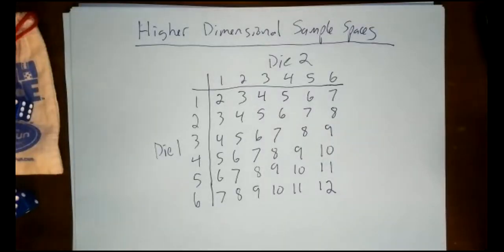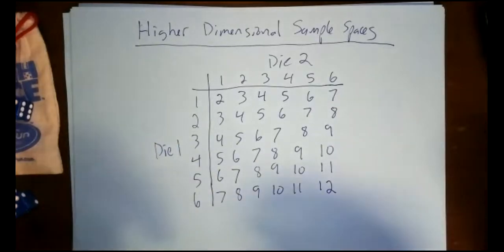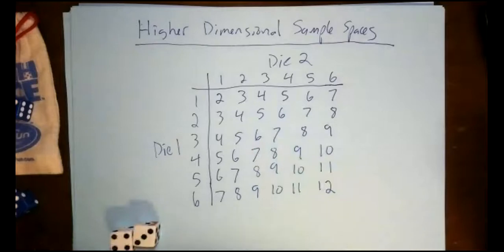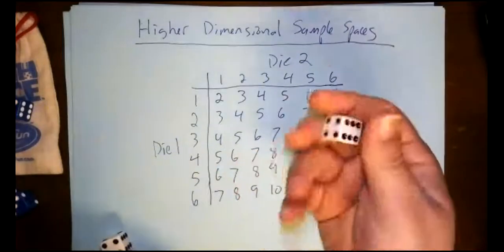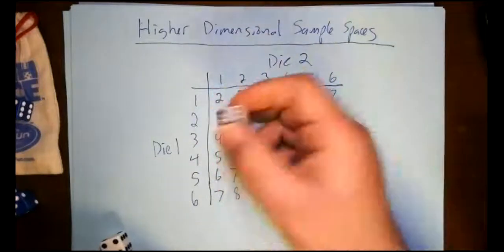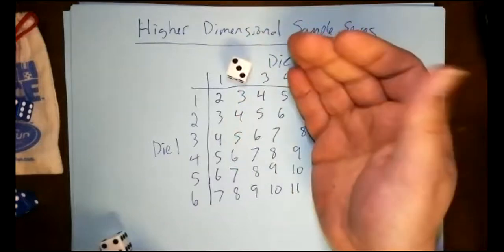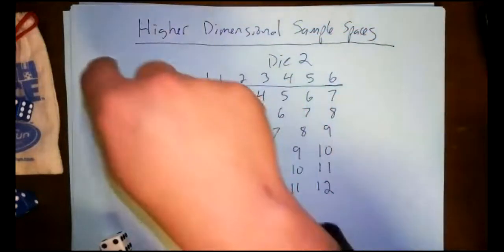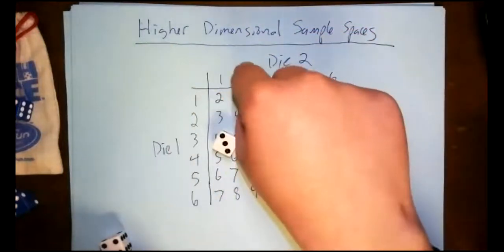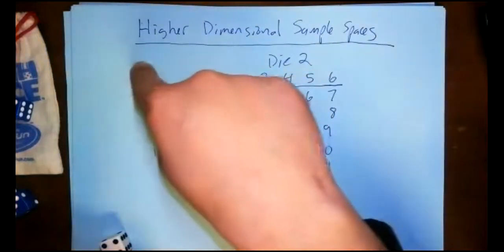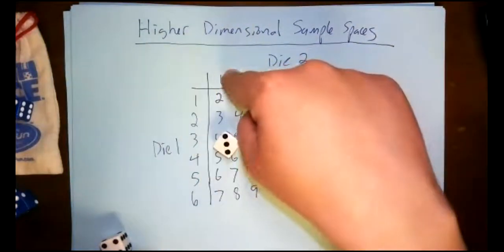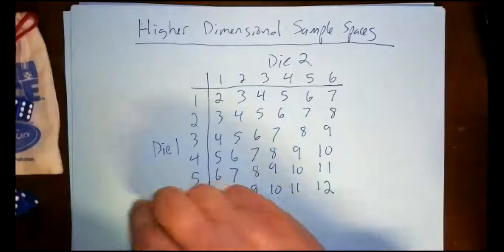In this last video, I want to talk about something I like to call higher dimensional sample spaces. When we roll one dice, the outcomes are the numbers 1 through 6, and you could list them out in a row, kind of like on a number line: 1, 2, 3, 4, 5, 6. That is a one-dimensional sample space.